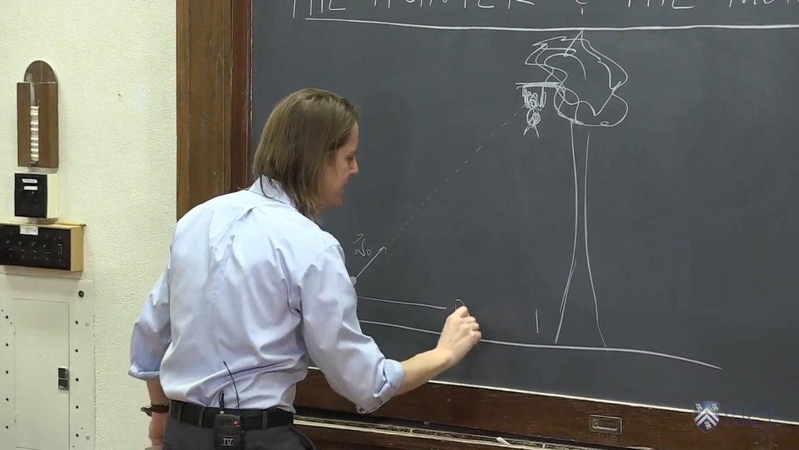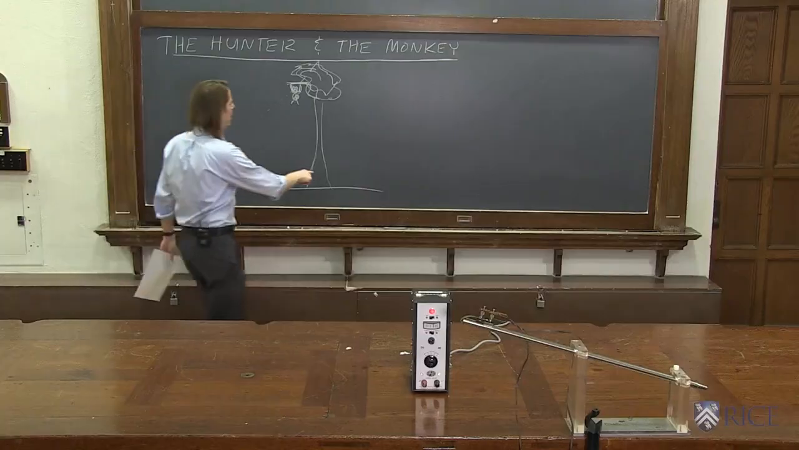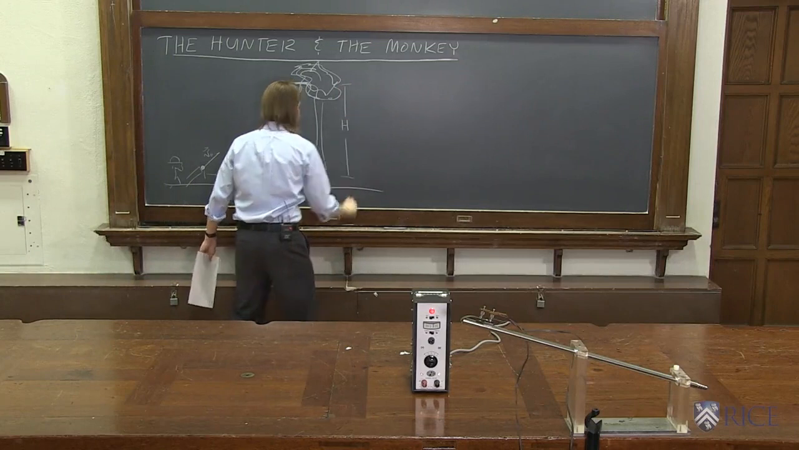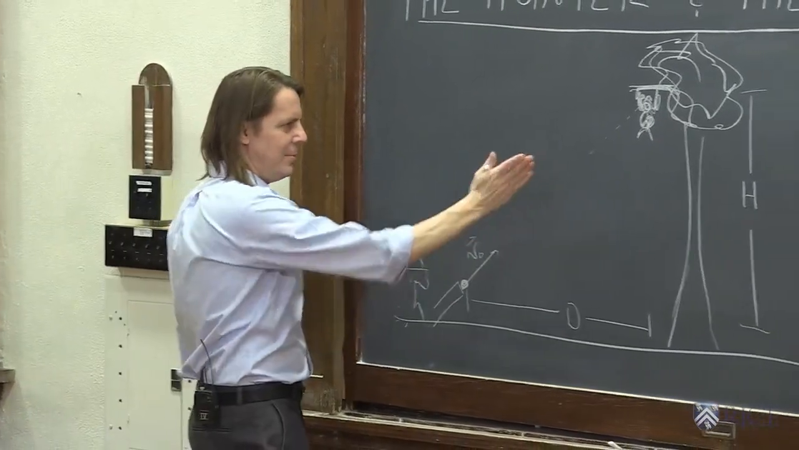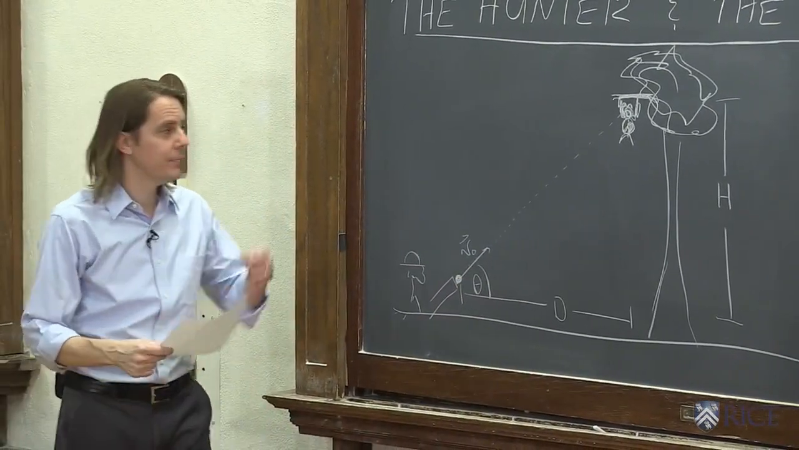So that's kind of like the x component, d. And we need to know how high the monkey is relative to the bullet. So we'll call that h. So the distance and the height. And, let's see, yeah, he has aimed his gun where he should hit the monkey. He has it at some angle theta, gives it some velocity.